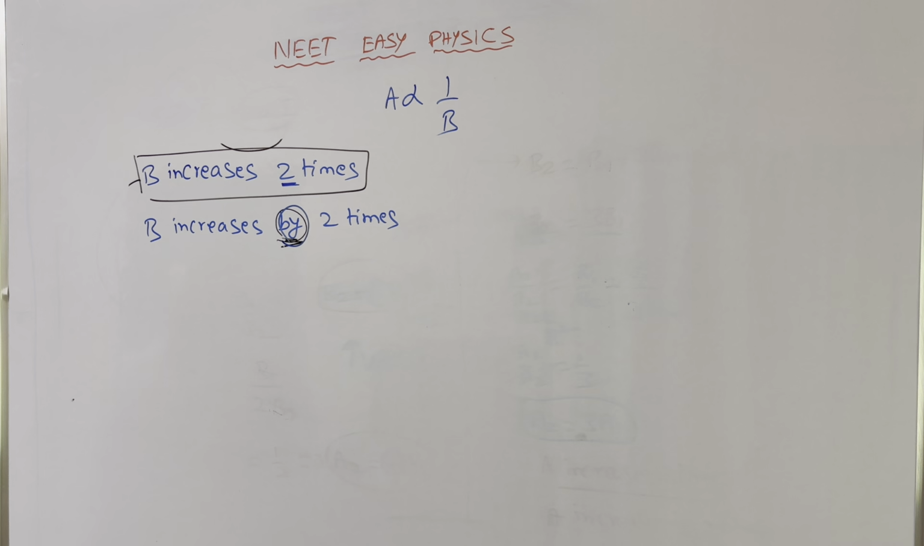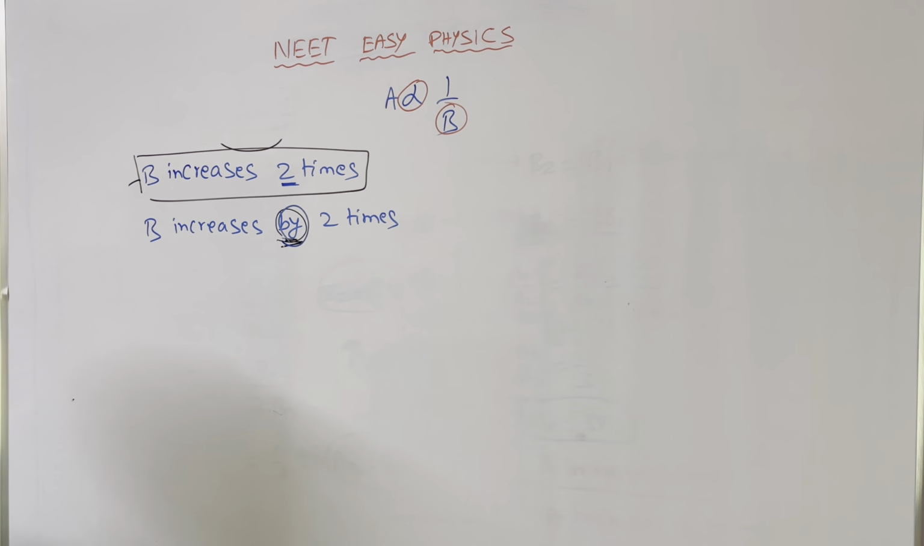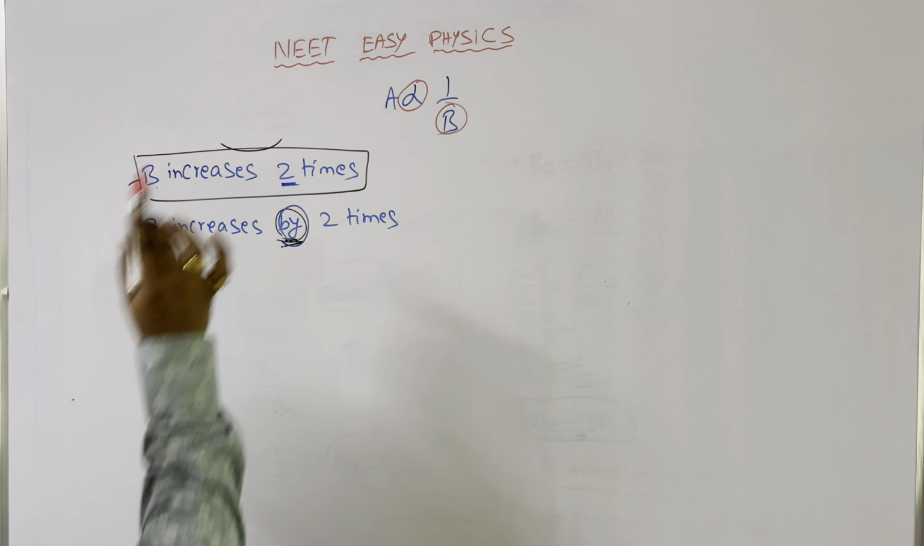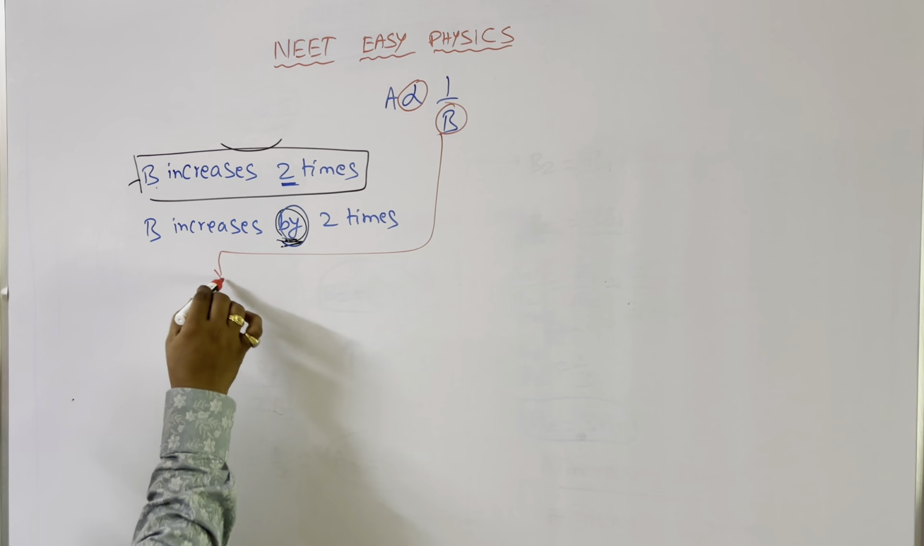Now we will see inversely proportional. What happens in case of inversely proportional? A is inversely proportional to B. Same question: B increases 2 times. What happens to A? Now this one we are doing.